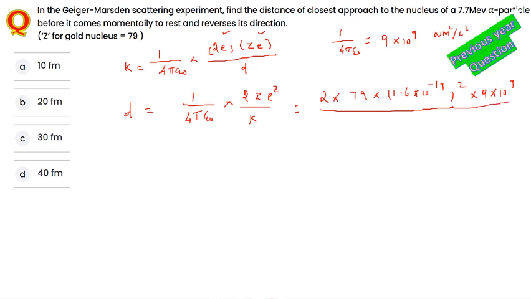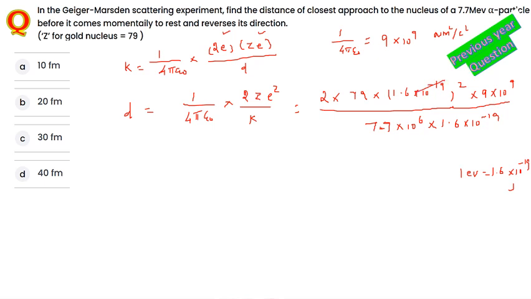The K value is 7.7 mega electron volt. Mega means 10 power 6 electron volt. But while substituting, you need to write this in joules. 1 electron volt is equal to 1.6 into 10 power minus 19 joule. So mega electron volt is 10 power 6, and the electron volt conversion is 1.6 into 10 power minus 19 joule. You need to mention that here. Now substitute this, and from this you can cancel.